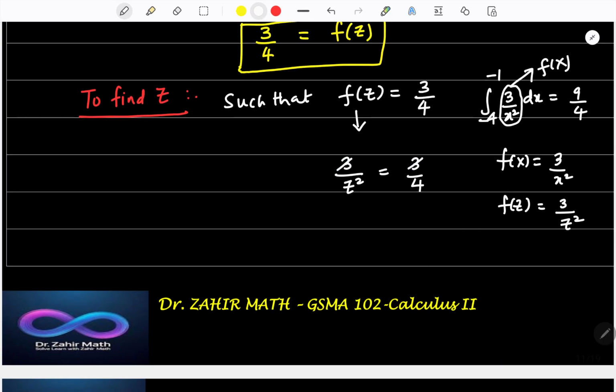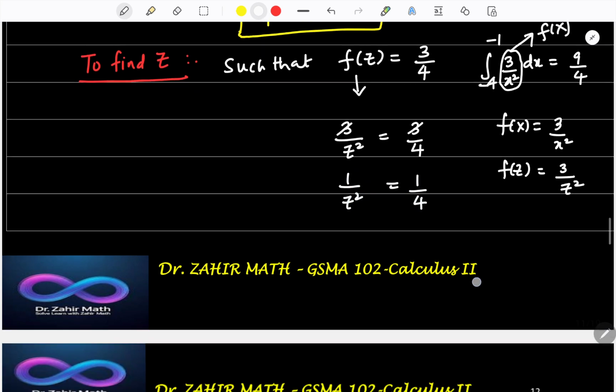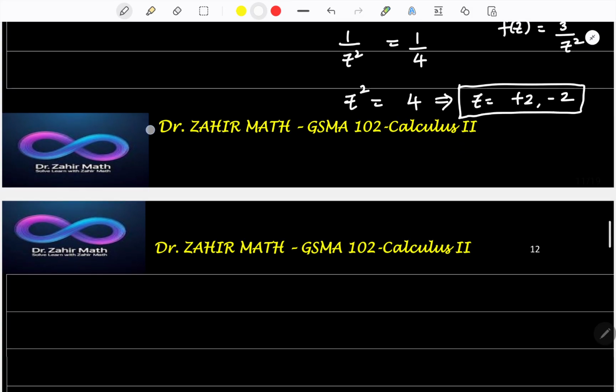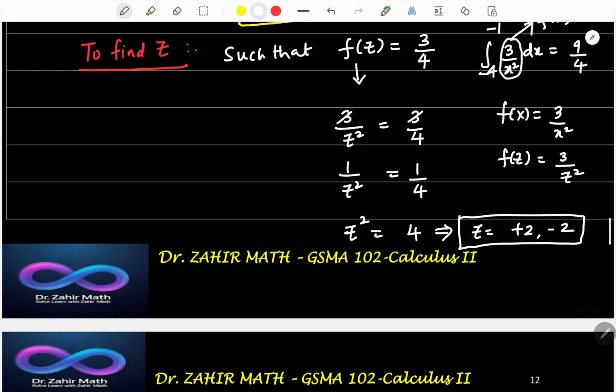Now 3 gets cancelled. 1 by z square equals 1 by 4. You can flip it. When you flip it, z square equals 4. So z is equal to plus 2 and minus 2. You can do it in the calculator. Now I got two values.